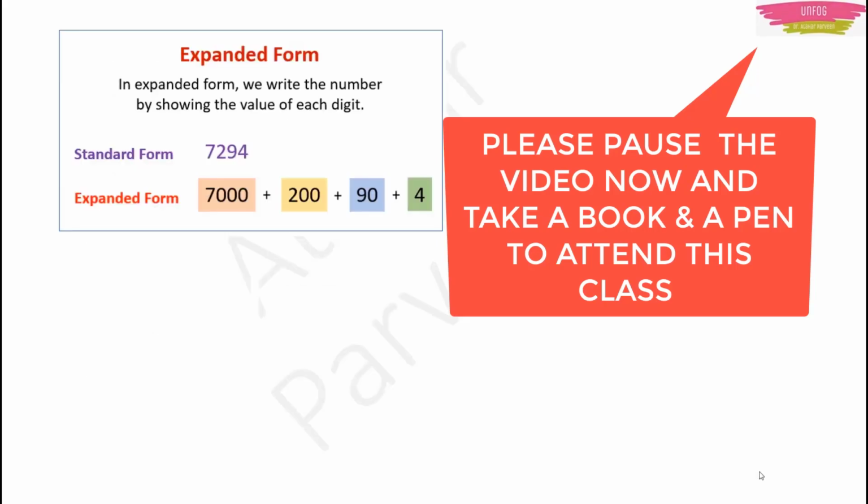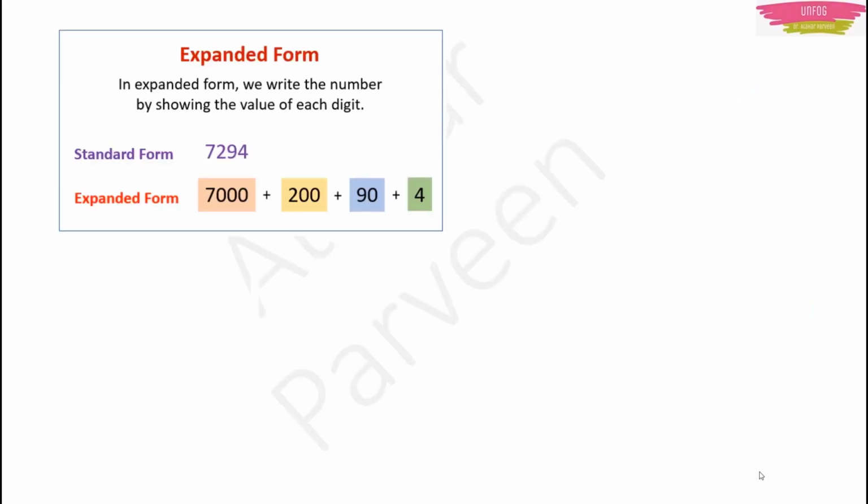Firstly, let's talk about the expanded form of a number. In standard form, for example, if I give you the number 7294, written as it is, this is your standard form. If you try to expand this number, you write it by showing the value of each digit. Here 7 is in the thousands place, so you write 7000. Then 2 is in the hundreds place, 9 is in the tens place and 4 is in the ones or units place. This is how you can expand.